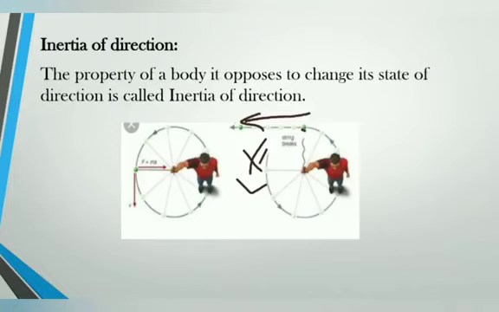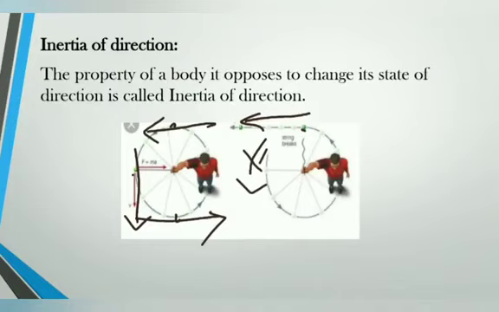Wherever you leave the stone from that point, if we leave the stone here, it will move along this path. If we leave it here, it will move straight along this path. If we leave the stone here, it will move along this path like this. The stone opposes any change in its direction.